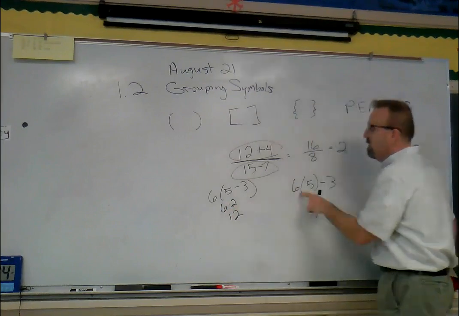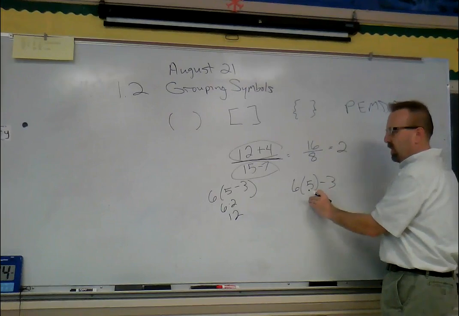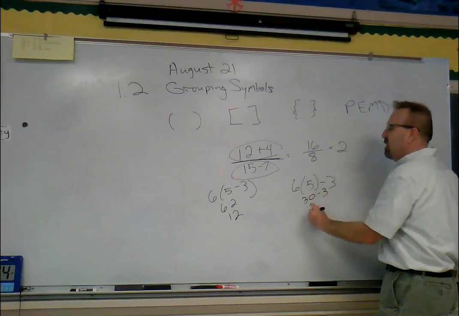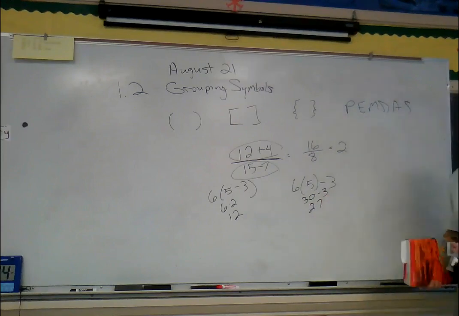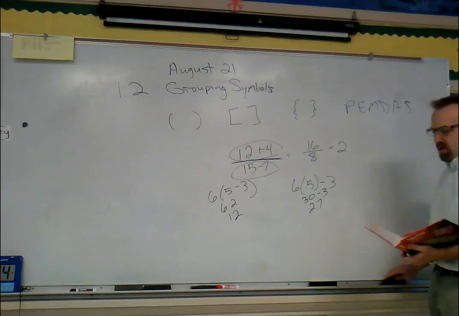But over here, our parentheses, what do they mean? Multiply. They mean to multiply. So we have 6 times 5, 30. So how your parentheses are, or where they are, that tells you what you need to do. So it's going to change things. Okay.